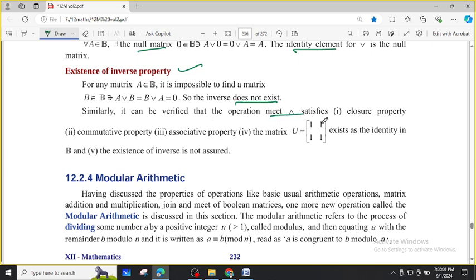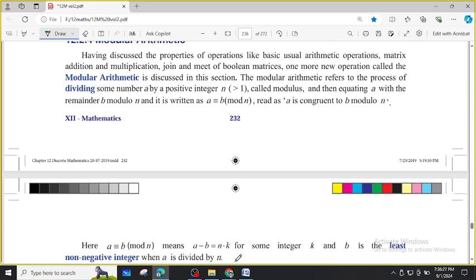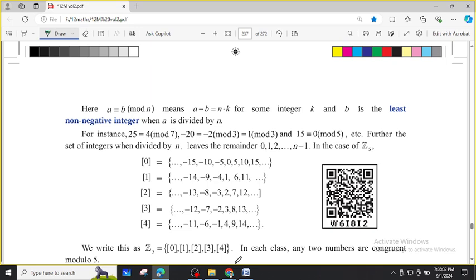And for the meet matrix, 1 1 1 is your identity matrix. But the inverse is not there. The meet matrix is closed, commutative, associative. It has an identity, this is the meet identity matrix, whereas the inverse is not possible. Modular arithmetic. When you talk about modular arithmetic, we have to divide by n and take the remainder. So that is modular arithmetic. Okay, we divide by n and take only the remainder.